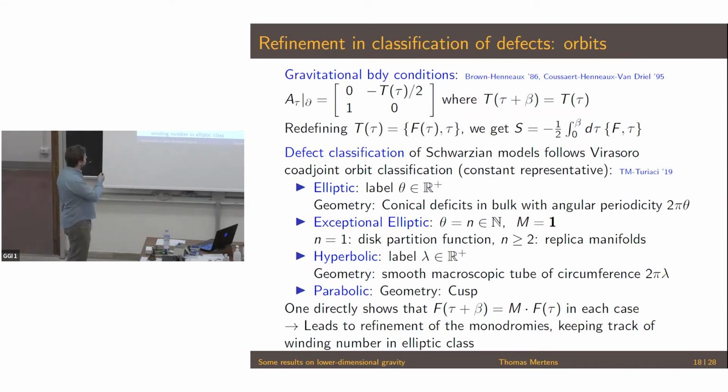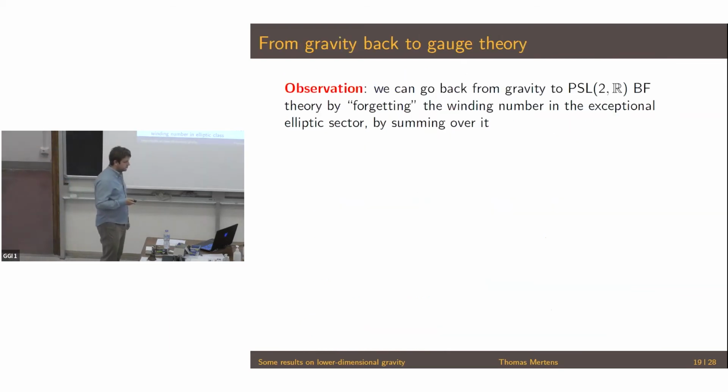And so you see that this is almost the same, except that this is a refinement of just the monodromies, because we're keeping track of the winding number in the elliptic case. So this theta, it just ranged between 0 and 1 on the previous slide to cover all of the rotation matrices. But now it can be anything. It can be any real number. So we're keeping track of this winding number as theta goes beyond 1. So that's the only difference here.